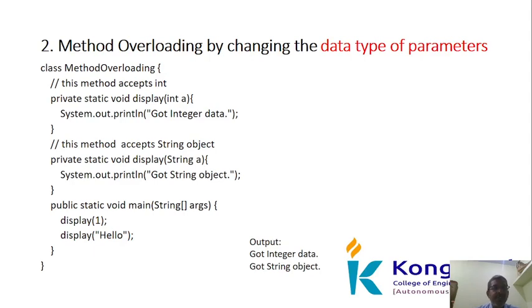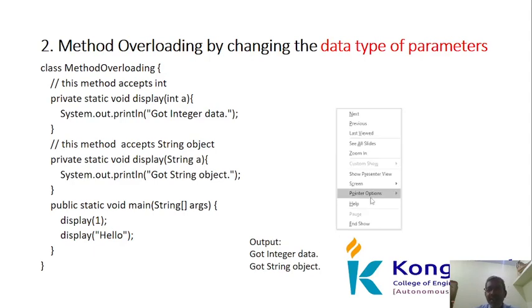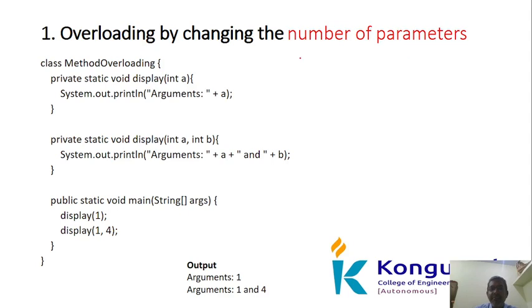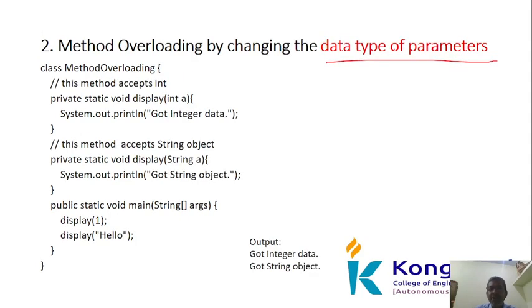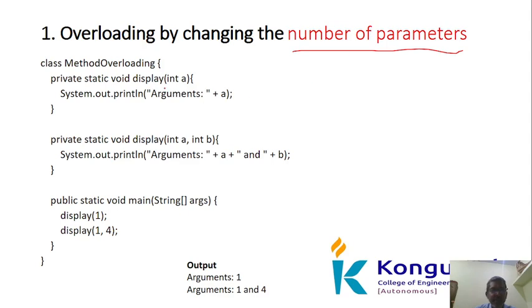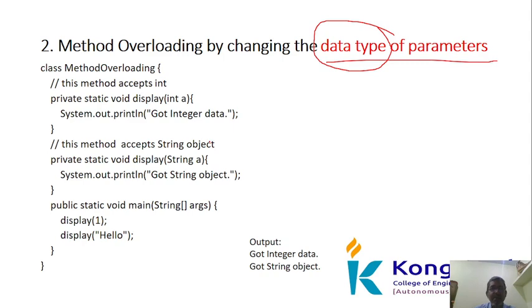Second one is method overloading by changing the data types of parameters. The first one is based on the number of parameters. The second one is also about parameters, but based on the data type. In the previous example, we only used int, only one data type, but different numbers of parameters. In method one we had one parameter, in method two we had two parameters. Now we are going to see the same thing, but with different data types of the parameters.